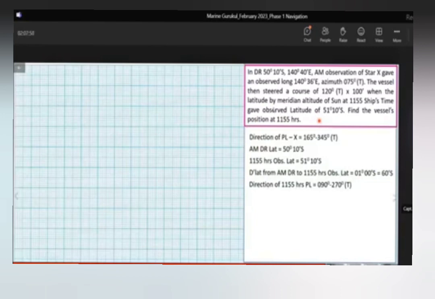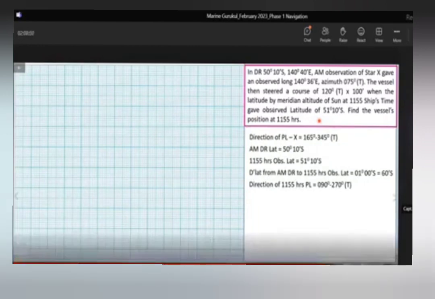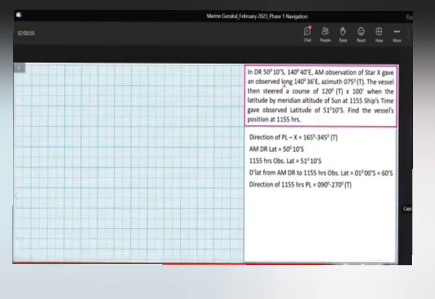Okay, sir. Question is okay. Great, beta. Now, in the morning site, obviously it has been solved by longitude by chronometer method. So the PL shall be drawn through DR lat and observed long. Direction of the PL perpendicular to azimuth shall be 165 degrees, 345 degrees. Why? Because the azimuth was 075 degrees true. Now, the morning DR lat is 50 degrees 10 minutes south.